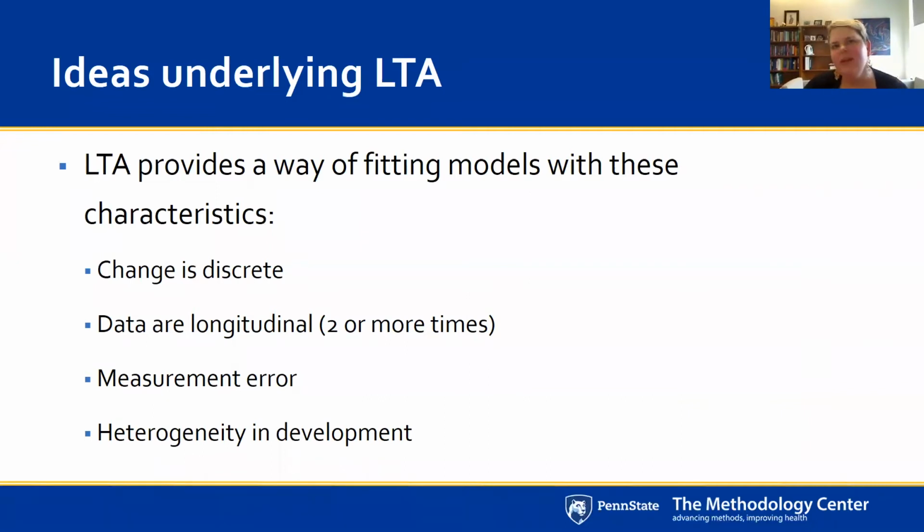As a summary, LTA provides a way of fitting models with these characteristics, all of which we've talked about. So change is discrete, that's that stage sequential piece. Data are longitudinal, that means you need to have data from at least 2 or more times. Measurement error is a prominent feature that you're interested in. Again, latent transition analysis comes out of a measurement framework, just like factor analysis. And then we're also interested in heterogeneity and development. Again, that's people making different transitions across time.